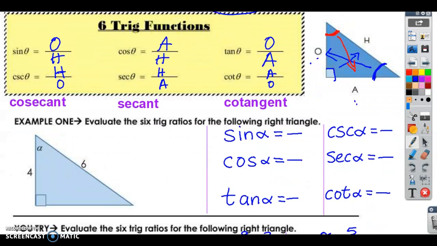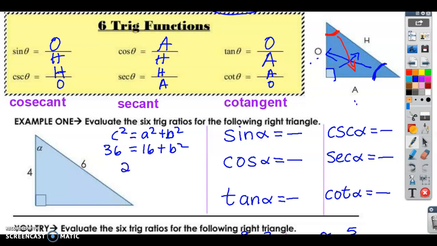you're asked to evaluate the 6 trig ratios for the following right triangle. Okay, so you're given two sides, and before you can start, because you're going to need opposite, hypotenuse, and adjacent, you've got to find the third side. In order to do that, we've got ourselves a right triangle, so we're going to use the Pythagorean Theorem. Now, you don't have to write out all the steps to the Pythagorean Theorem. You are in pre-calculus now, so if you can do this in your head or with as few steps as possible, that is perfectly fine. Just, it needs to be right.